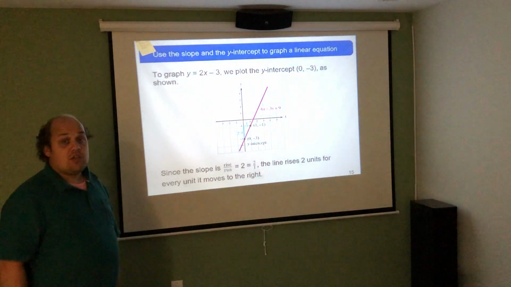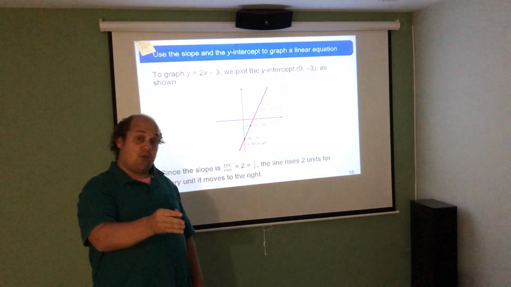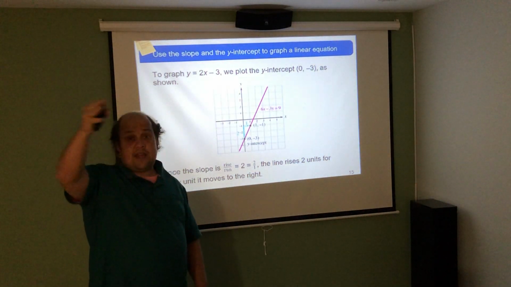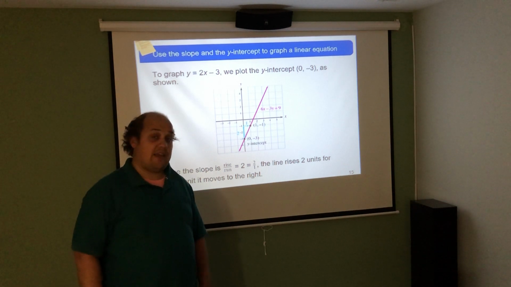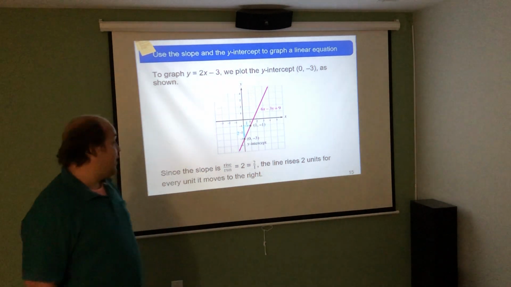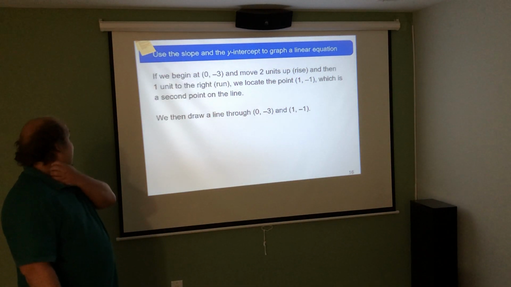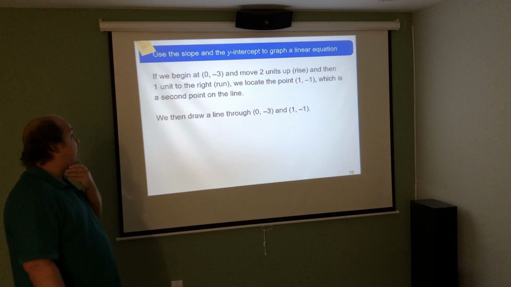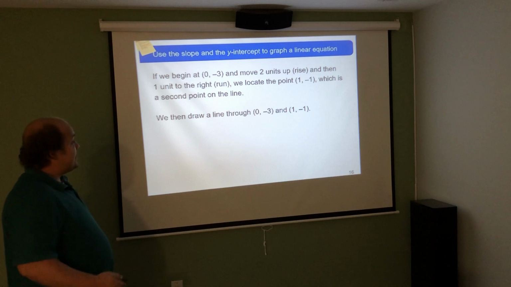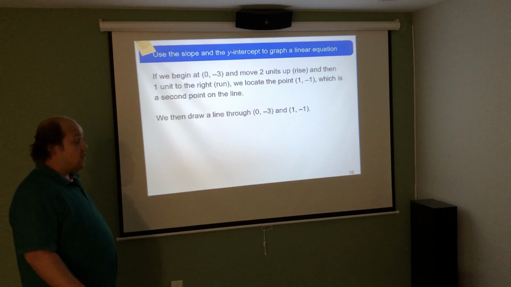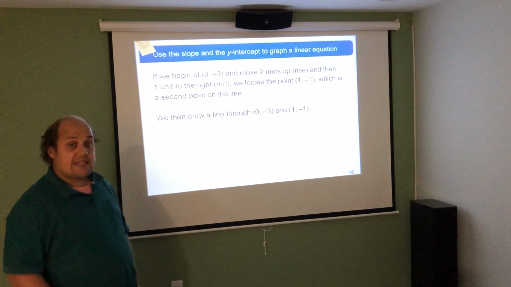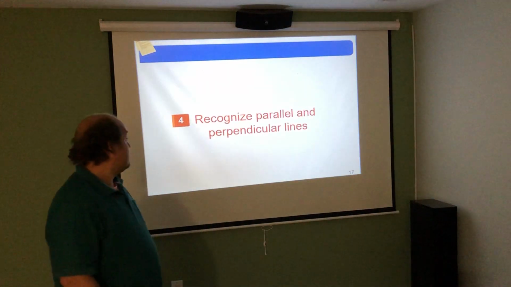But really, as long as you do it once, find your starting point on the y-axis, find how to rise and run from there to find the second point. Those 2 points are enough to determine your line. If we begin at (0, -3) and move up 2 units for the rise, and then to the right 1 for the run, we get to the next point (1, -1), which is the second point on the line. Draw a line through it, and then we've completed the task of graphing the line.